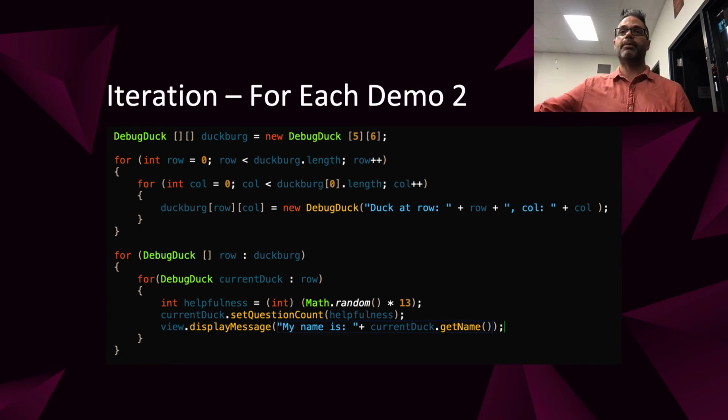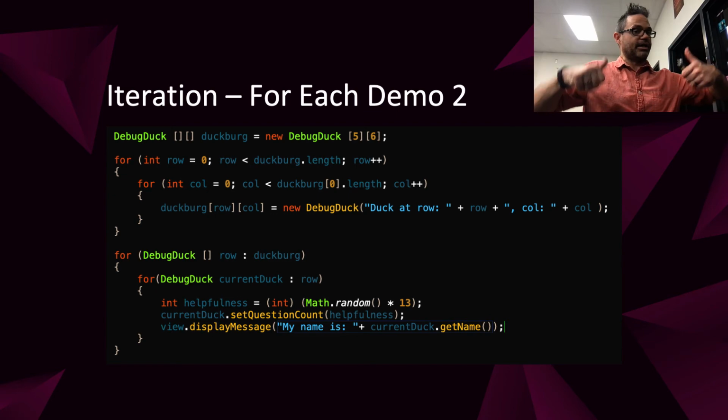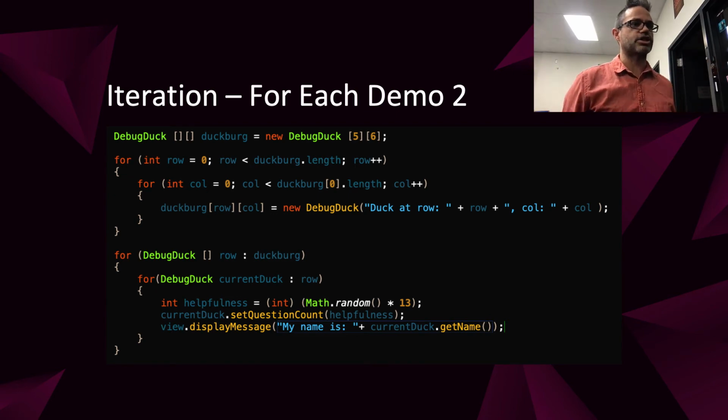Oh, cool. I'm updating that duck's internal state. Totally okay to do inside a for each loop. I like it. It's great. And then I can do view.displayMessage, and my name is currentDuck.getName. I can extract that data out. And if I wanted to, I could also ask for its question count and get that information as well.